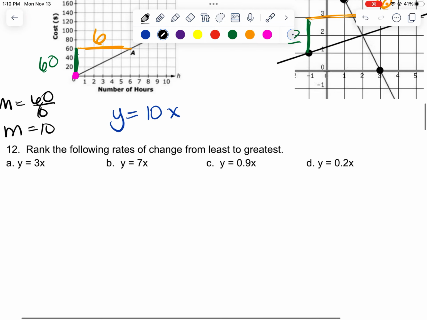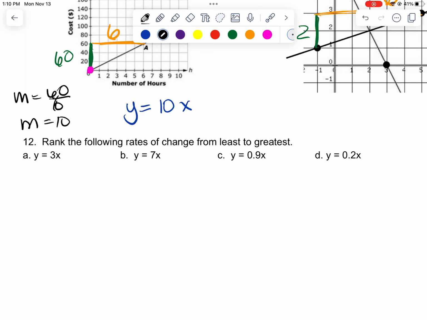Then we're supposed to rank from least to greatest for the rates of change. So the rate of change here is 3, 7, 0.9, and 0.2. So it wants the least. Which one's the smallest? Letter D is the smallest. Then letter C, letter A, and letter B.